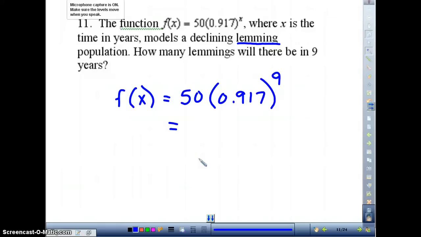Now you need to round because you know you can't have a part of a lemming. I believe it's a bird. All right, what did you get? I got 22.9, so I'm going to round that to what? Yeah, 23 lemmings. All right, number 12.